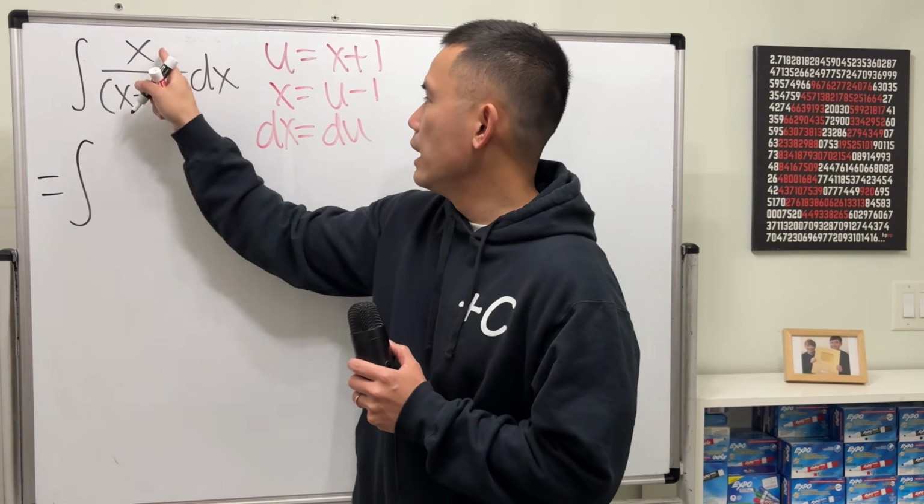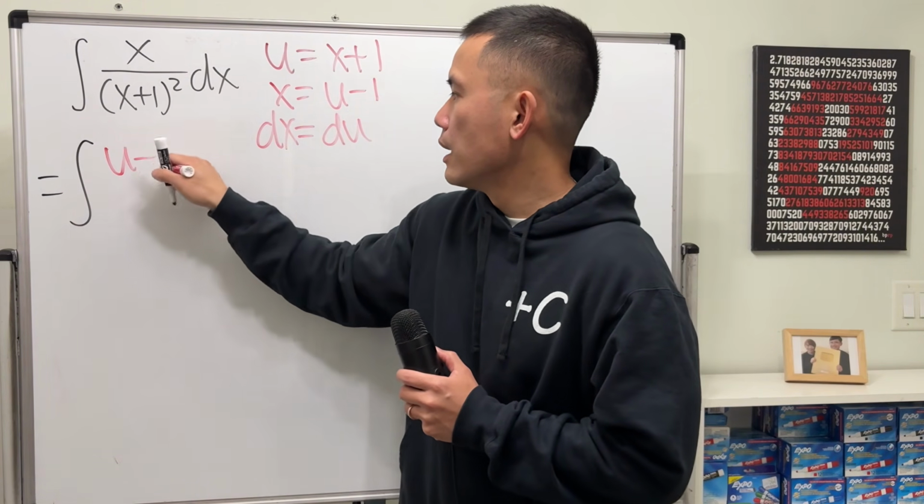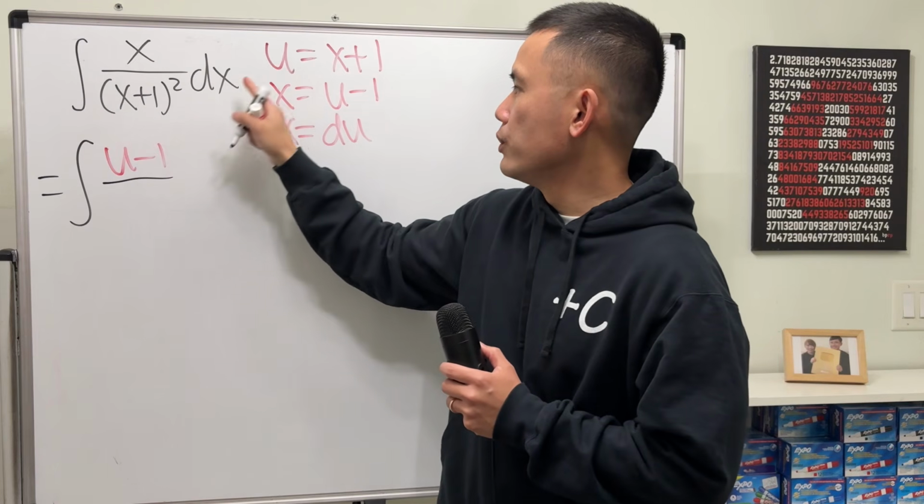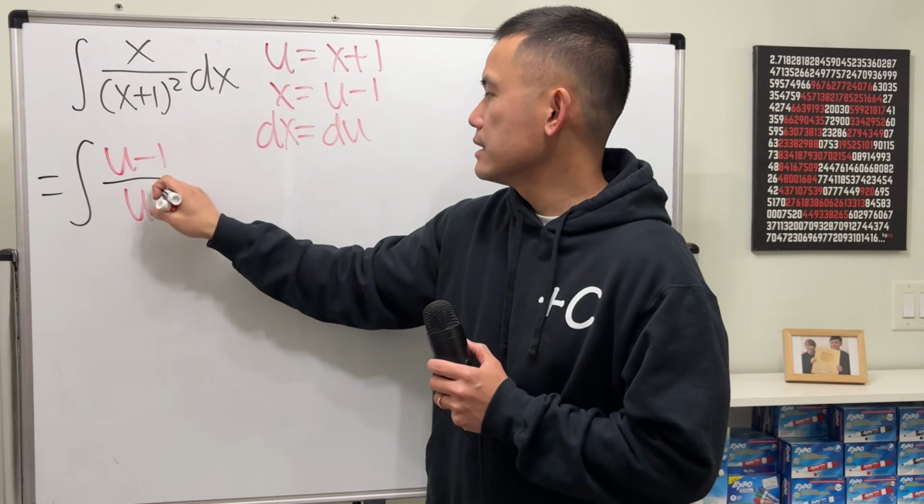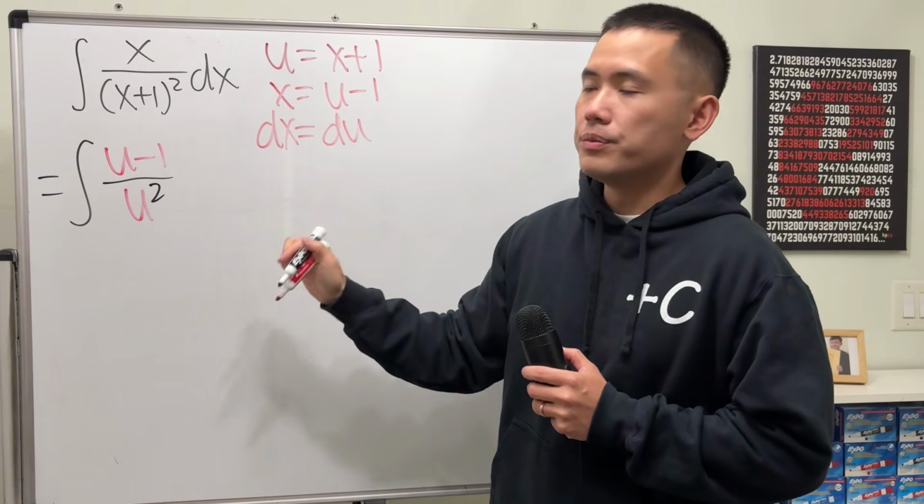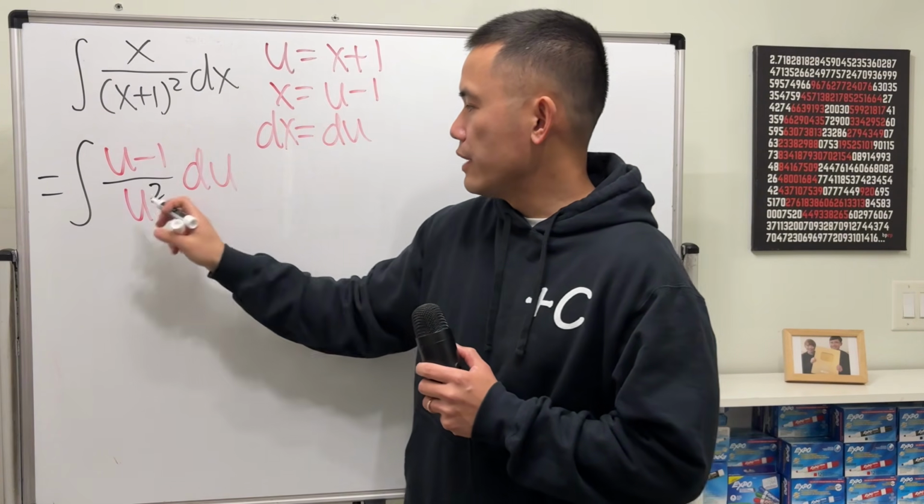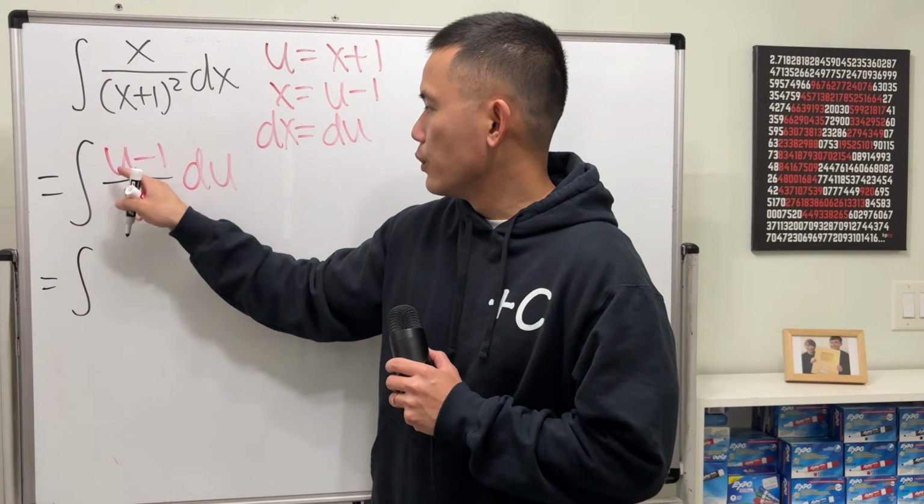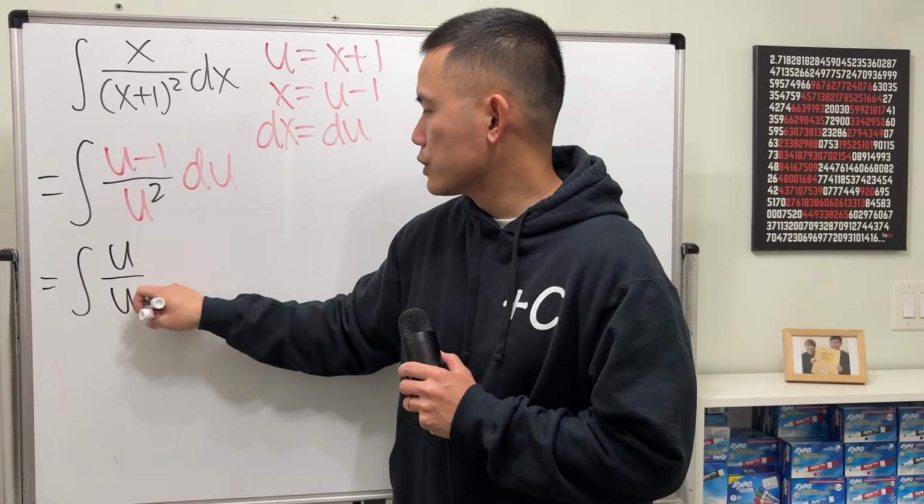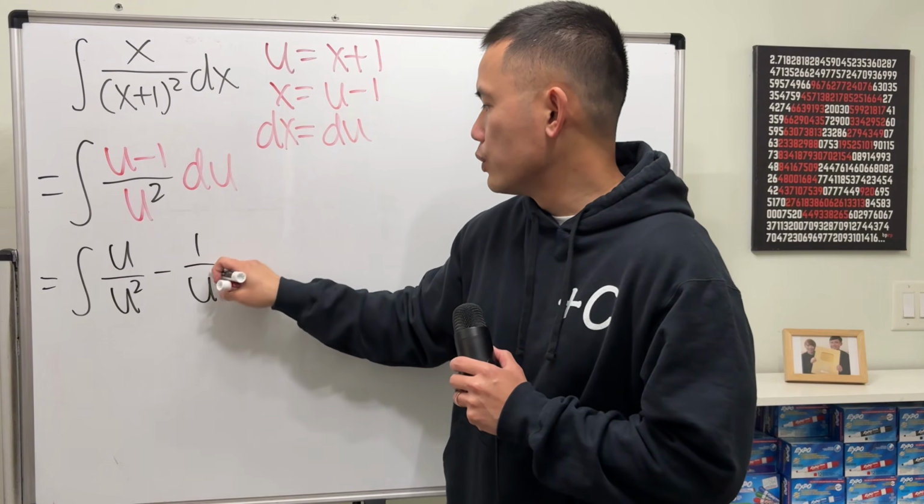We get the integral, x is u minus 1, over here is the u, square that, and dx is the same as du. And then right here we can split the fractions. We have u over u squared minus 1 over u squared.